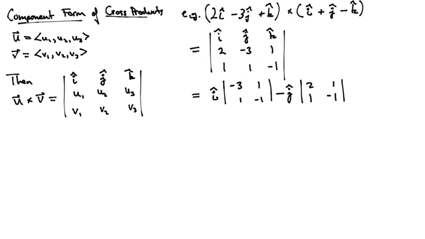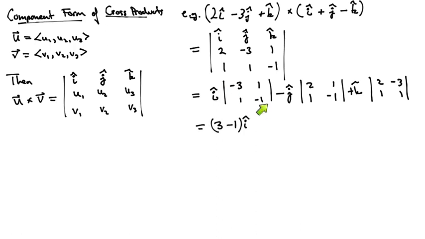Then I move to k hat, delete the row and column that it appears in, and I have this 2 by 2 matrix here, 2, minus 3, and 1, 1. We calculate its determinant next. So these 2 by 2 determinants that are showing up here are going to be the components of i, j, and k, and we calculate those.